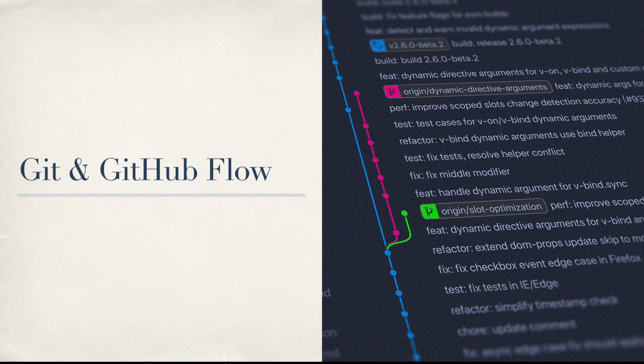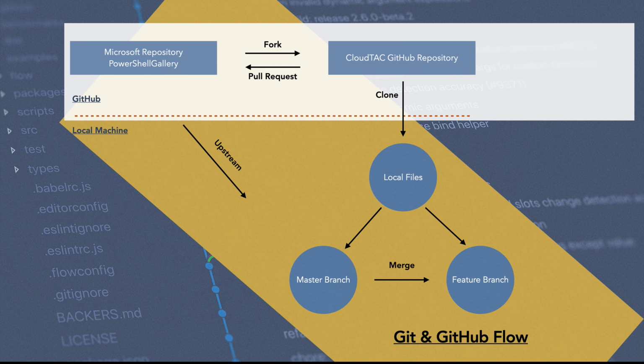This simple demonstration of a Git workflow aims to give an introductory overview for structuring a group project. I will demonstrate using the fork and pull development model. With this model, anyone can fork an existing repository and push changes to their personal fork. In the example, we are forking the PowerShell gallery from the Microsoft GitHub repository into the CloudTag GitHub repository.